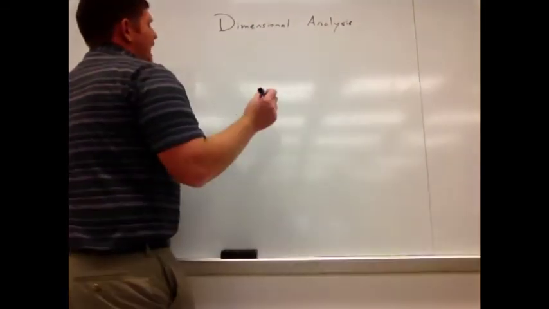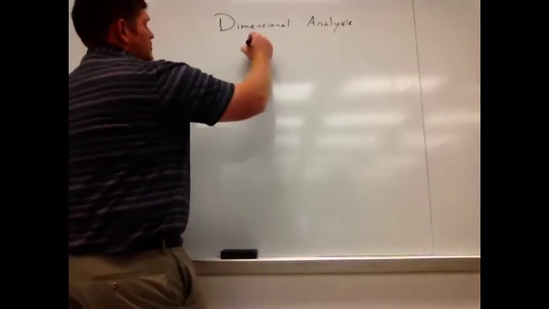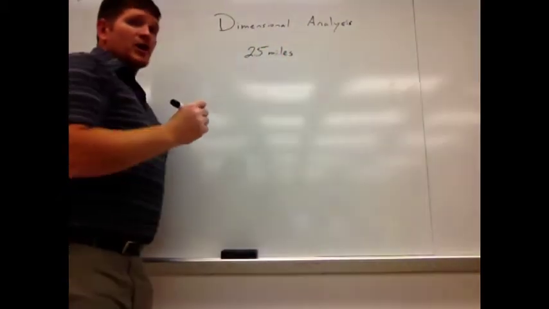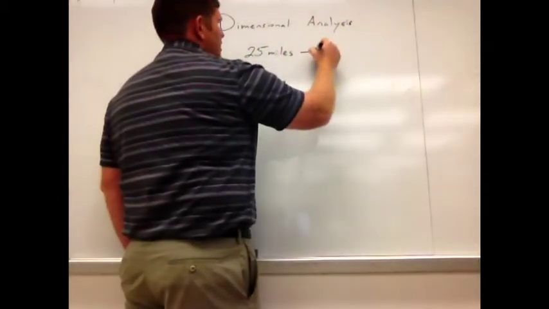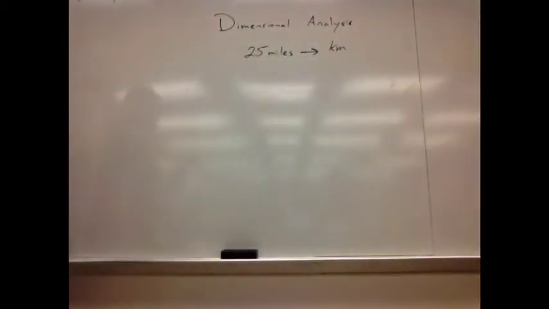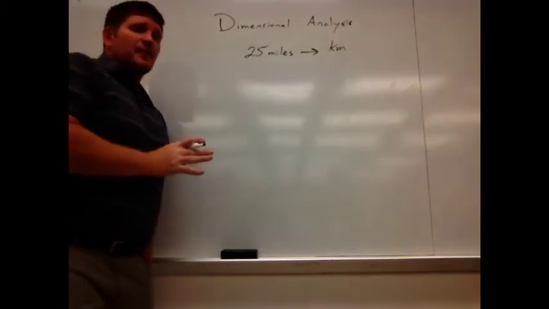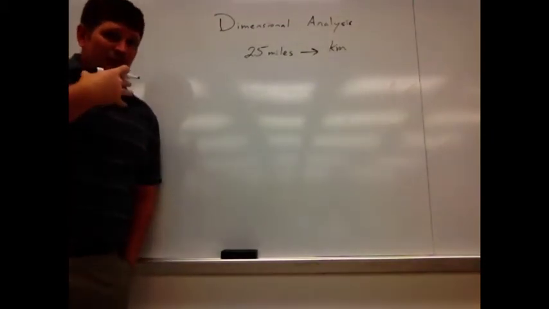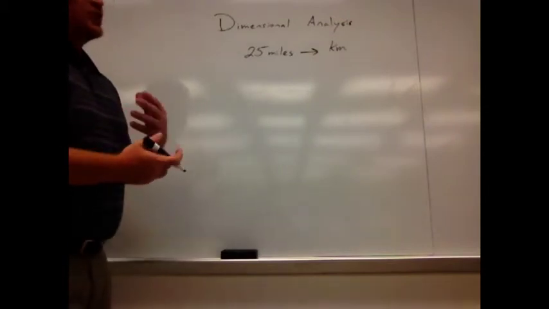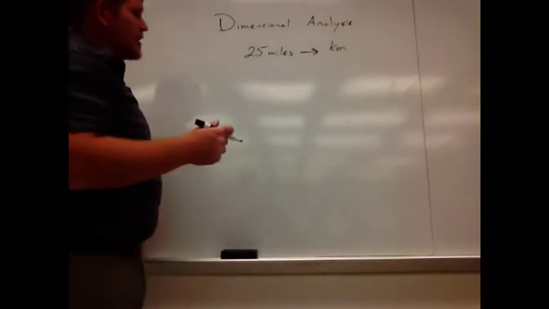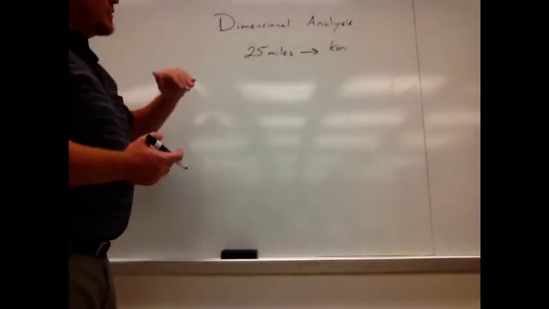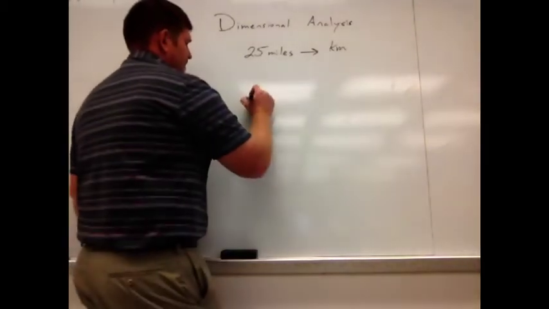Okay, so let's say that I have 25 miles and I want to convert it into kilometers. The toughest thing that people have problems with here is they set these up as an actual equation. They try to actually solve the problem. And we're not doing that here because you get some weird math going on if you do that. But we start off with what is known. And what we do know is that we have 25 miles.